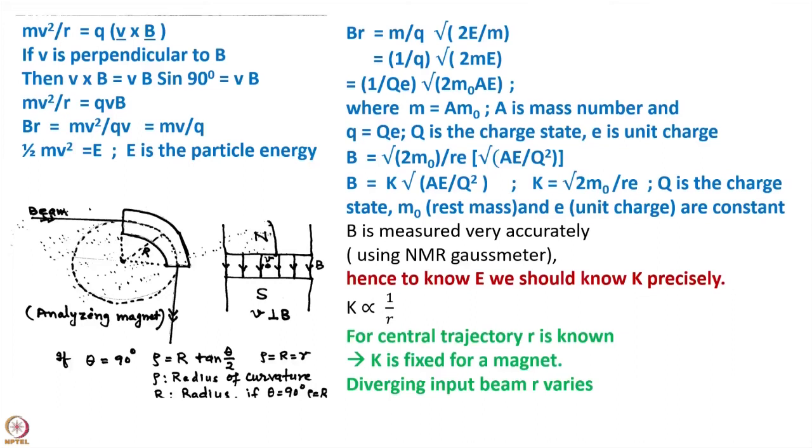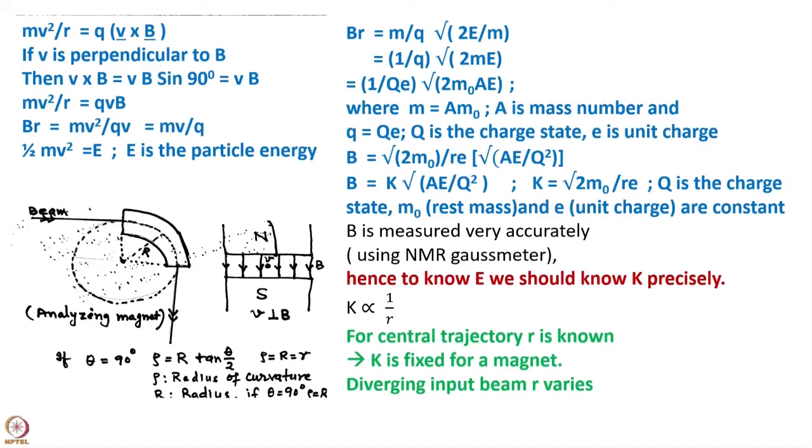From this we can write the value of v in terms of energy. Then BR = (m/q) times the root of 2E/m. Or, taking this m inside, we can write 1/q times the root of 2mE.